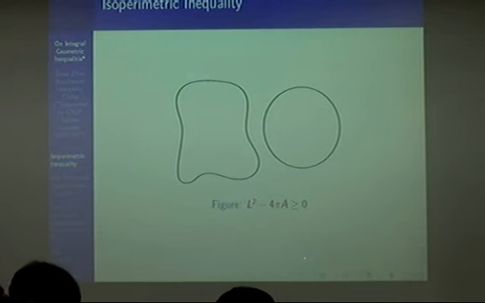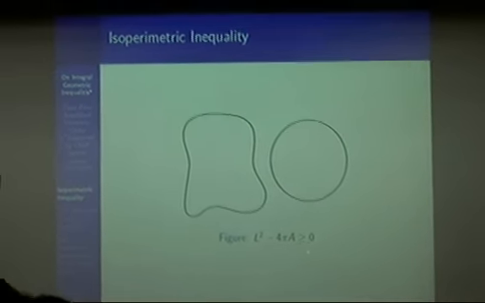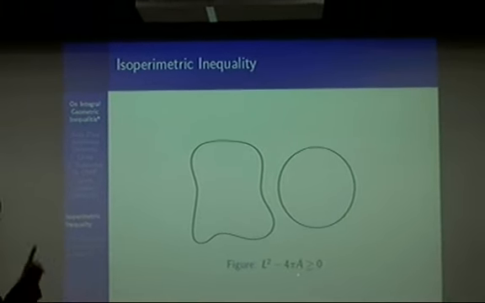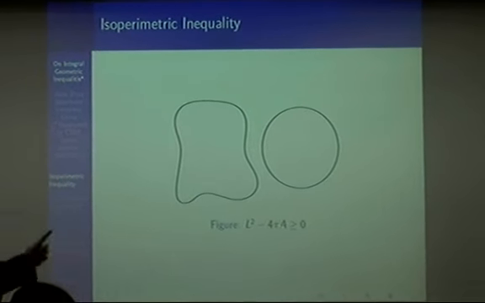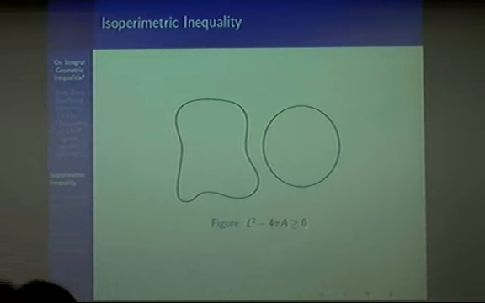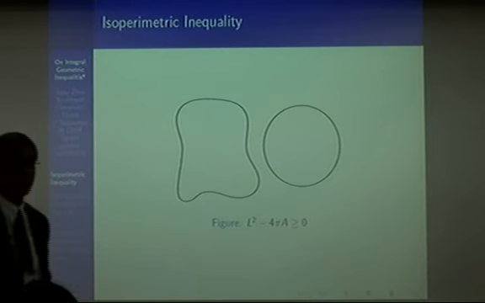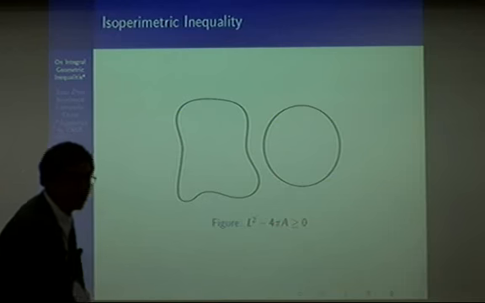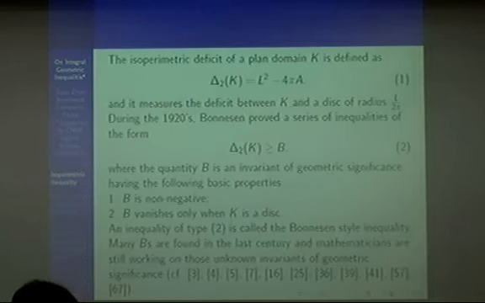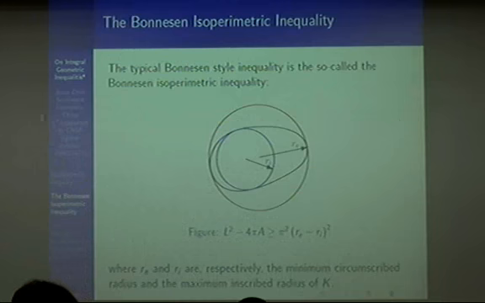There are many proofs in the past, but the first well-known proof is by Weierstrass, using the variational method. And there is also another Bonnesen isoperimetric inequality.